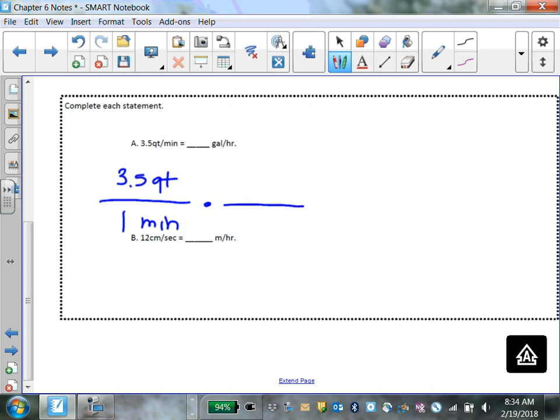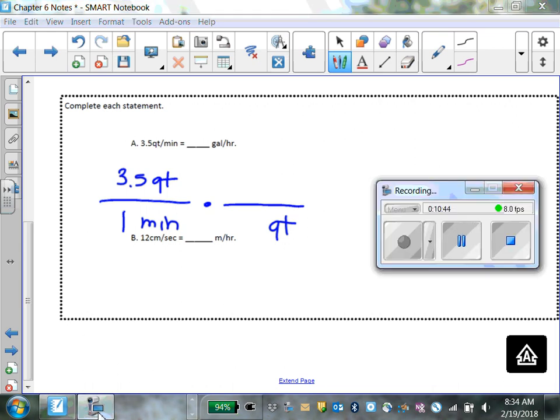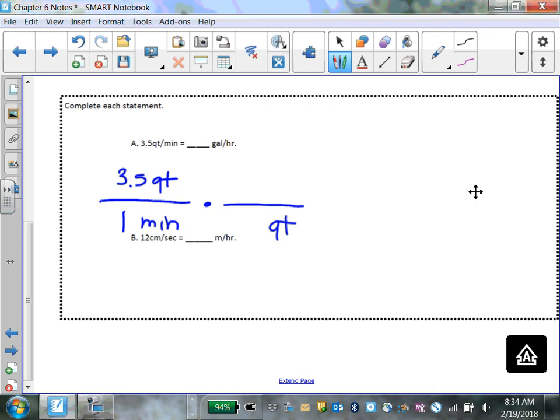And I need to get rid of quarts because I need to change them to gallons. Is there any way to take quarts directly to gallons based on your conversion chart? Because if there is, that's amazing. Look on your conversion chart if you can't find it. All right, so hopefully you noticed 4 quarts, 1 gallon. Everybody with me? Any confusion so far? This is just like from last chapter.